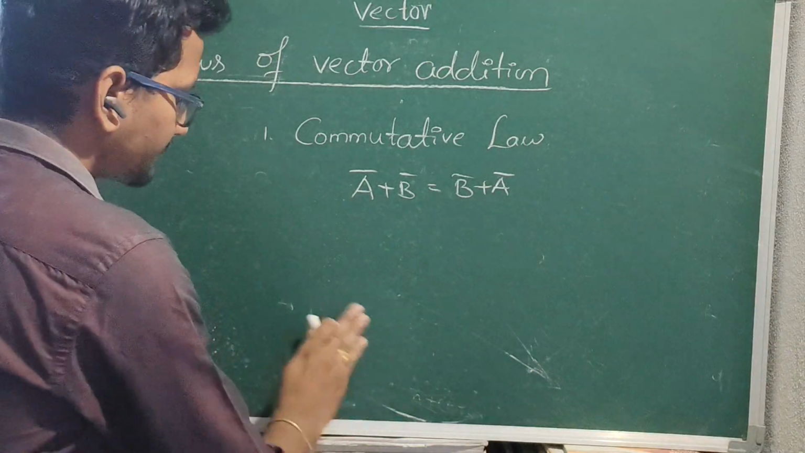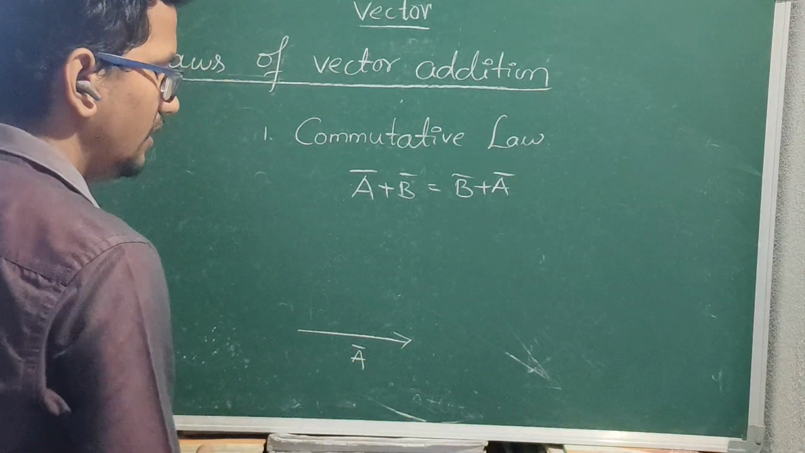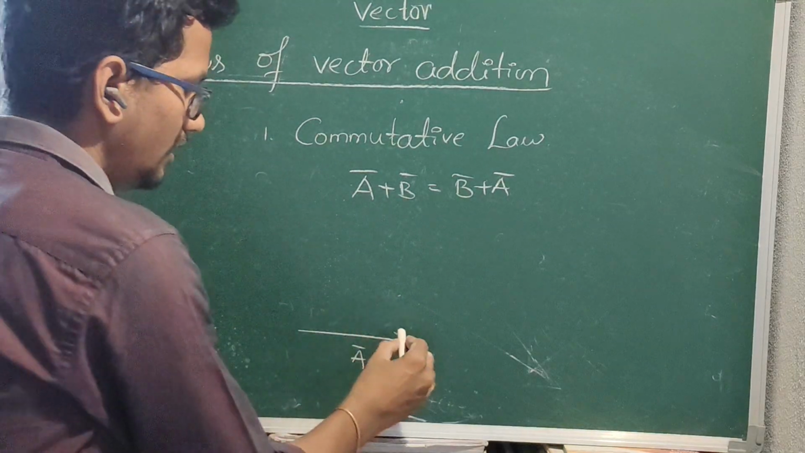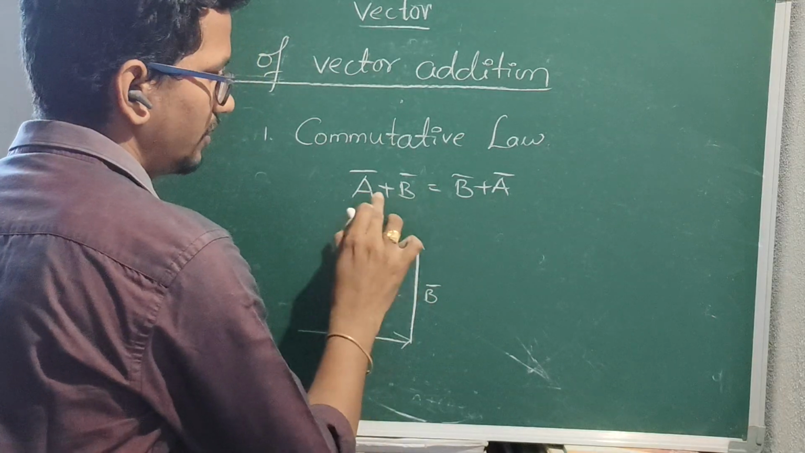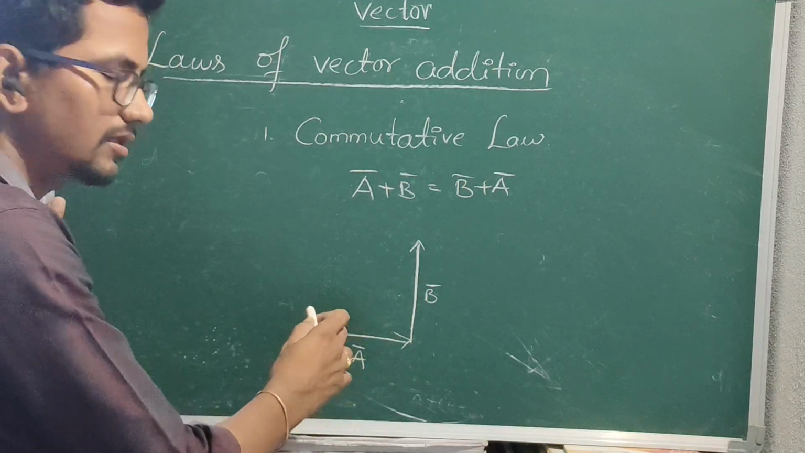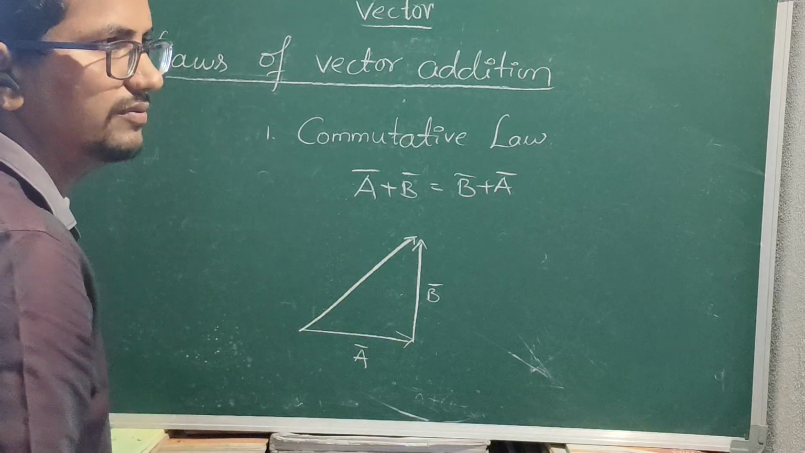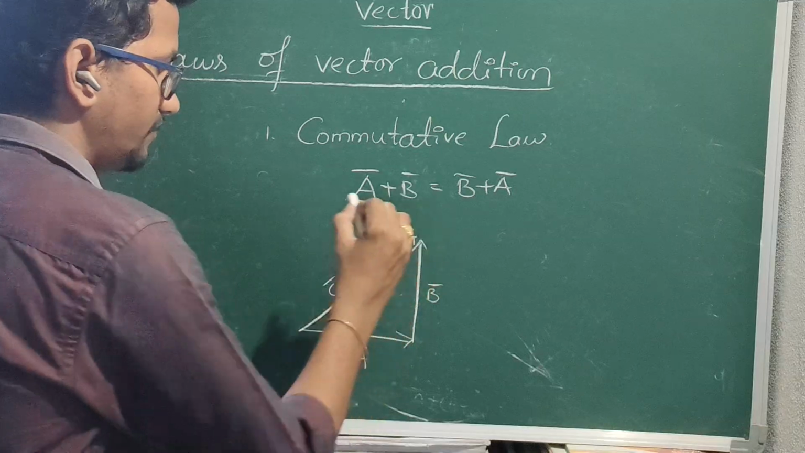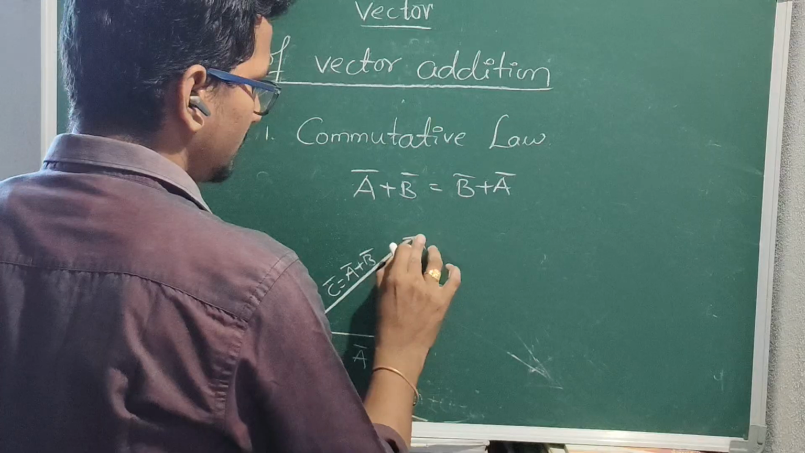The first proof is the diagrammatic representation. For example, a bar vector is there. How do we add the vectors? The head of the first vector is connected to the tail of the second vector. The first vector is a bar, the second vector is b bar. The resultant is from the tail of the first vector to the head of the second vector. That's why c bar is equal to a bar plus b bar.